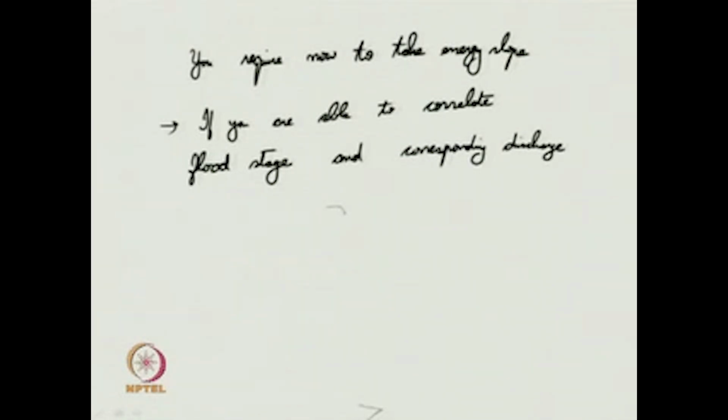So, if you are able to correlate flood stage and corresponding discharge, and if they are having some gradual changes, that is, if the flood stage is changing gradually, then the flood discharge along the flood plains is also changing gradually. If you are able to correlate them, then you will be able to give uniform flow approximations for the flood discharge also. Otherwise, for natural streams, wherever flood is occurring, these components are there, it is quite difficult to give uniform flow approximation. So, this is quite essential.